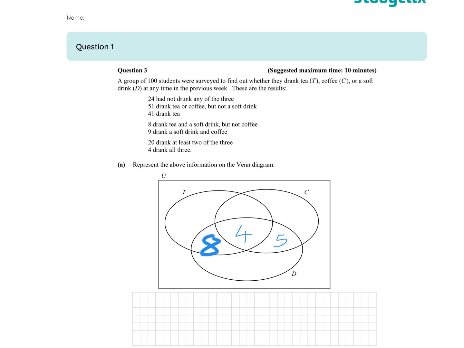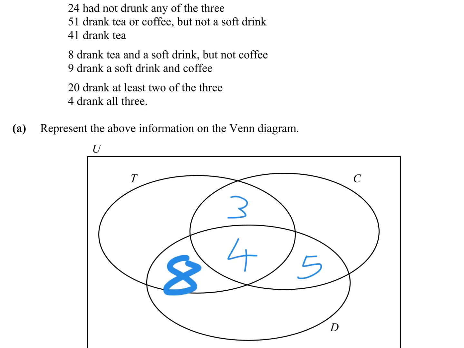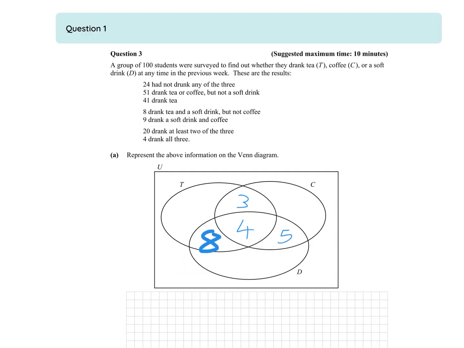The next piece of information I see that mentions multiple sets is 20 people drank at least 2 of the 3. That could mean they had 2, which would be here, here, and here, or 3 right in the very center. So all of these 4 sets should add up to 20 people. At the moment we have 4 plus 5 is 9, plus 8 is 17. So we're missing an extra 3 to bring it up to 20 people who had at least 2 different drinks.